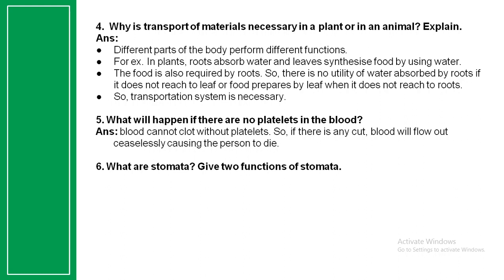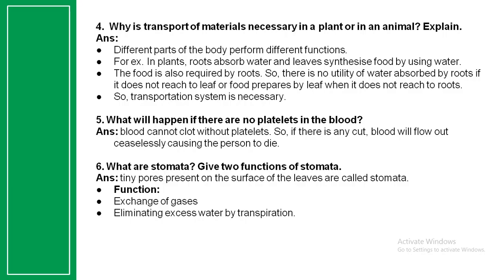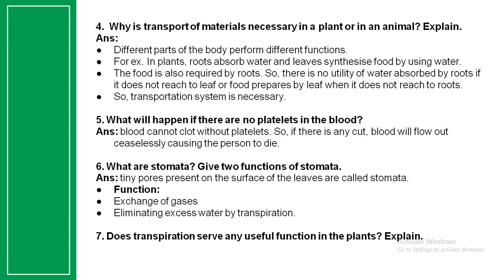The second one is the transpiration process. Transpiration means loss of water in the form of water vapor by the leaves. Okay, so it is also done by the stomata. So here comes the answer: tiny pores present on the surface of the leaves, and the function is to exchange the gas and eliminate the excess water by transpiration.